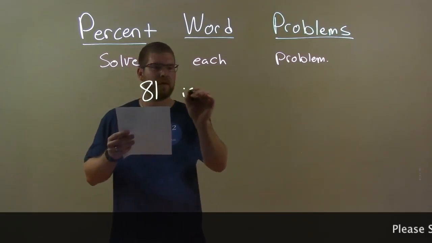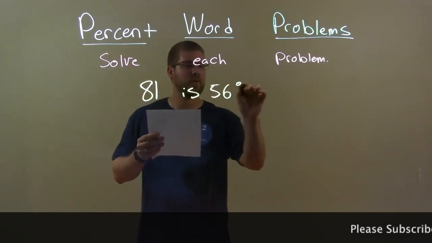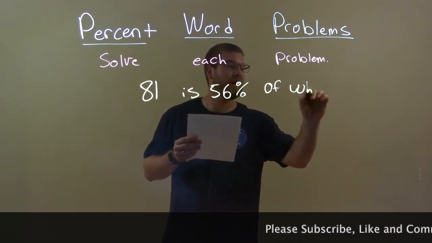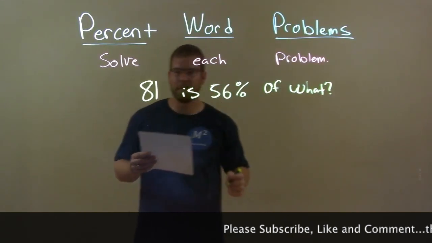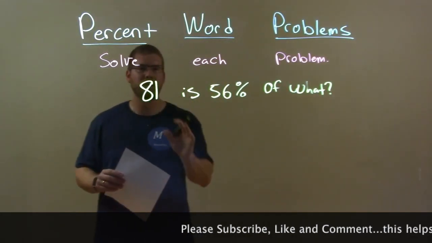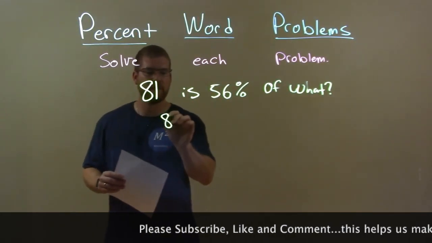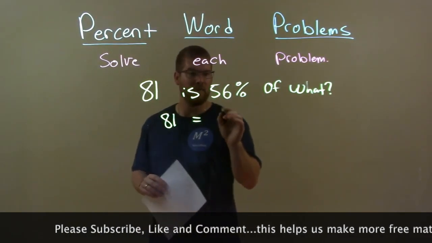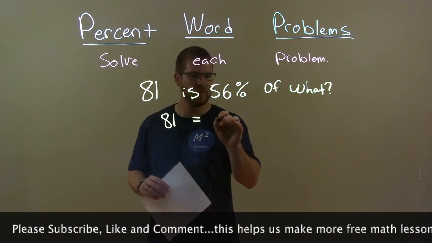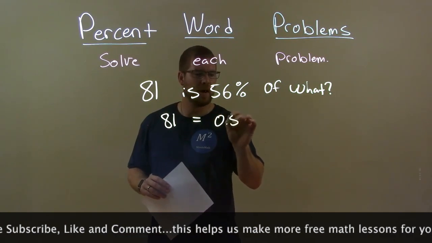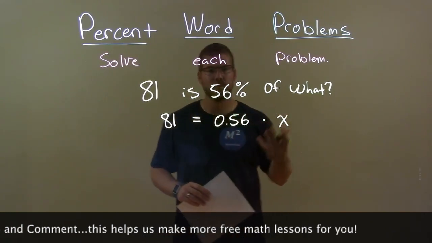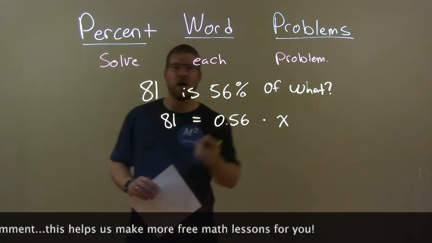81 is 56% of what? Well, let's convert this into an equation. 81 is equal sign 56%, which we can write as a decimal, 0.56 of multiplication, our variable x, what we're looking for. Now we just solve for x.